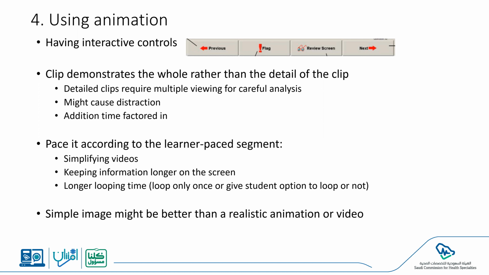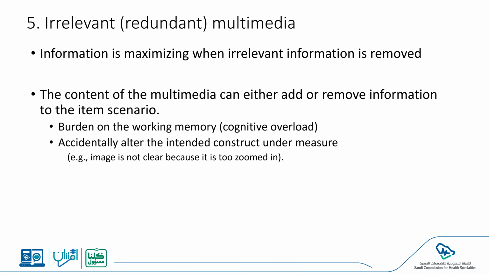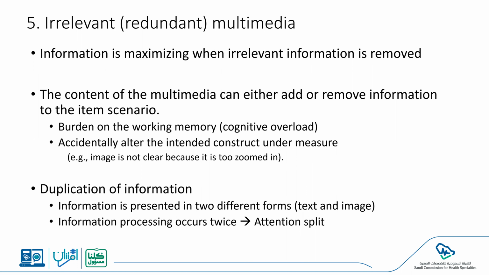And then sometimes a simple image might be better than an animation. When we talk about unnecessary multimedia, information is maximized when irrelevant information is removed. When we said we want to remove the unnecessary information, that is the coherence principle. So you need to make sure that when you're adding your multimedia, you ask yourself and then check later, after you do the teaching or assessment: does it add information? Does it remove information? Does it cause confusion?